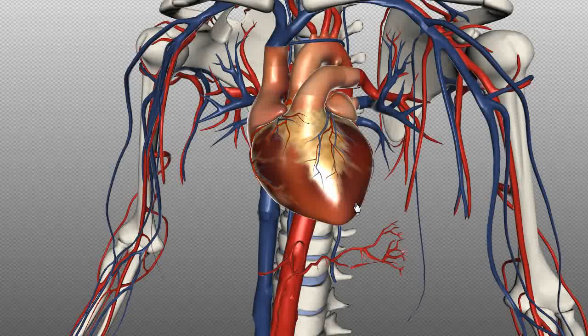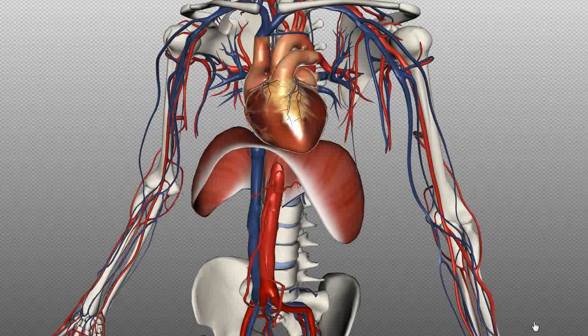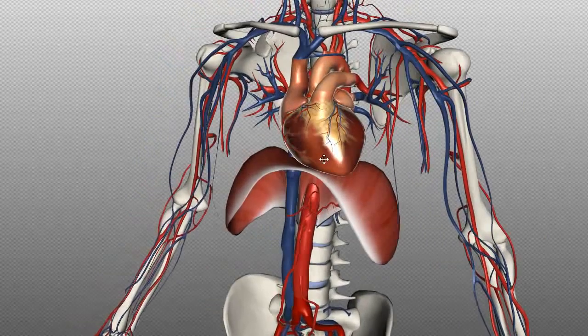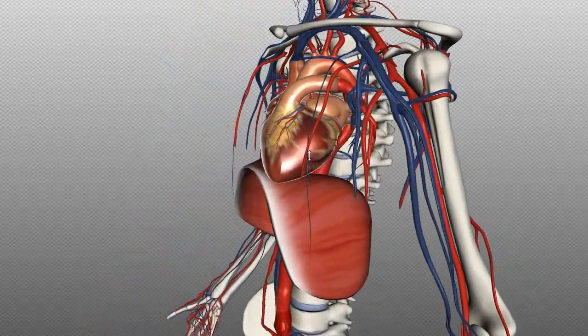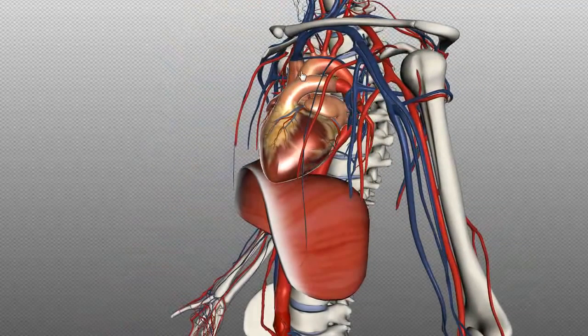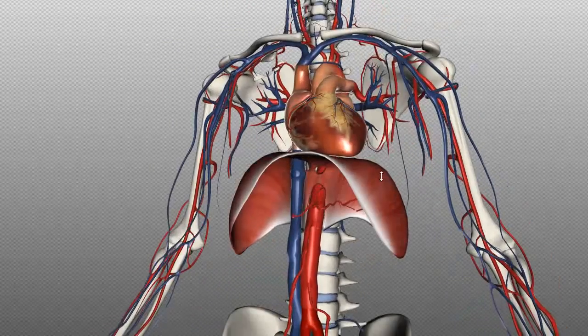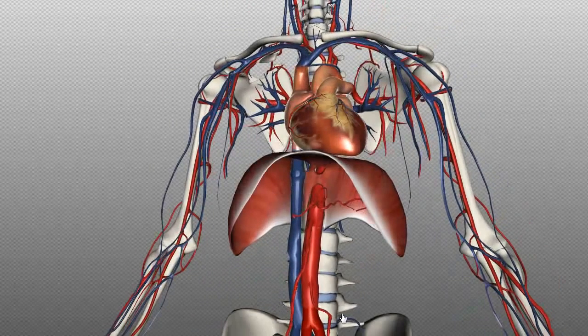The abdominal aorta is the section below the diaphragm. So I've just added in the diaphragm, which separates the thoracic and abdominal parts of the aorta. So you can see it looping over the ascending, the arch, the descending portion, and you've got the thoracic aorta, which is above the diaphragm, and the abdominal aorta, which is below the diaphragm.